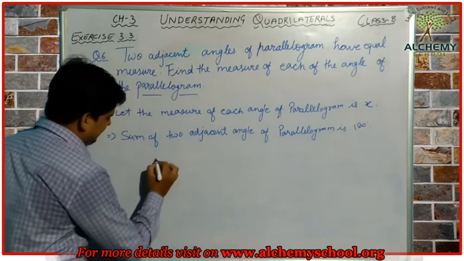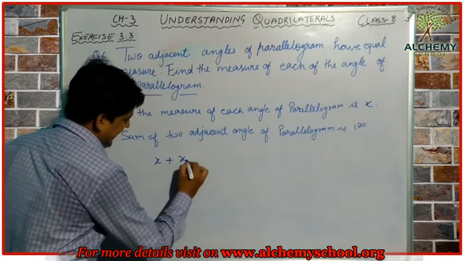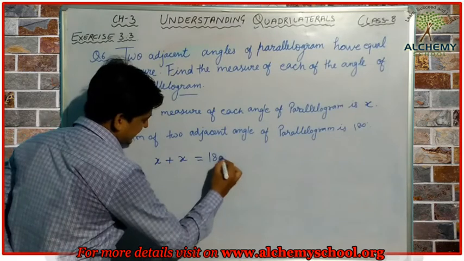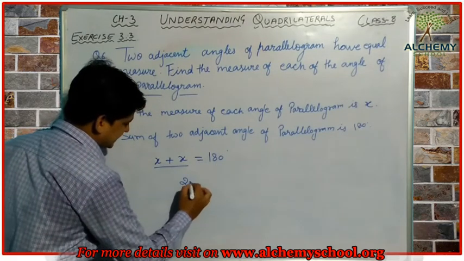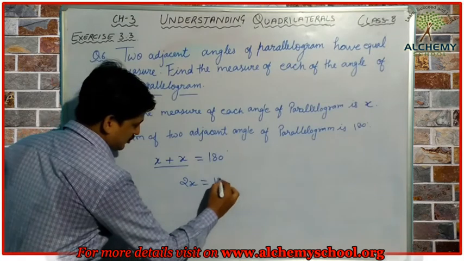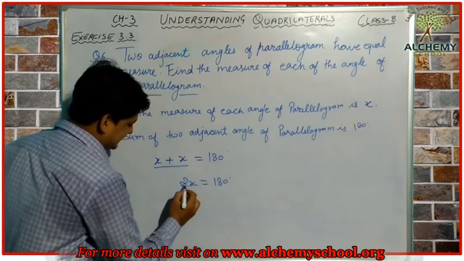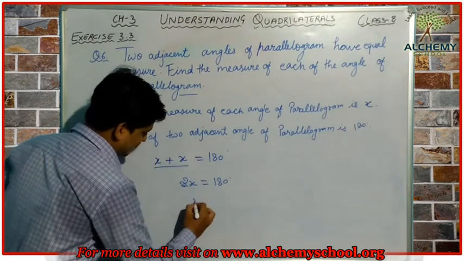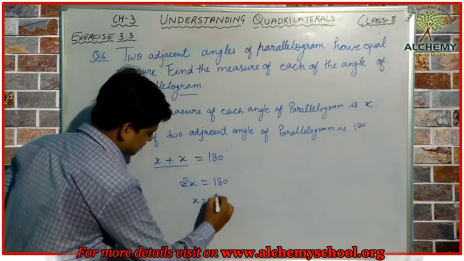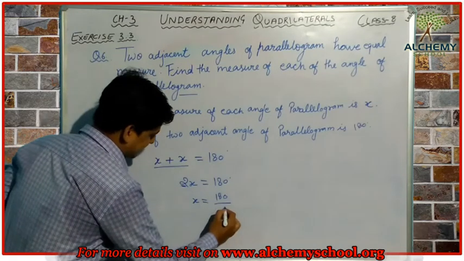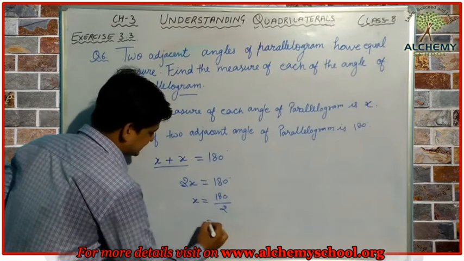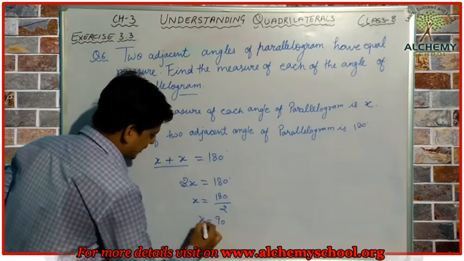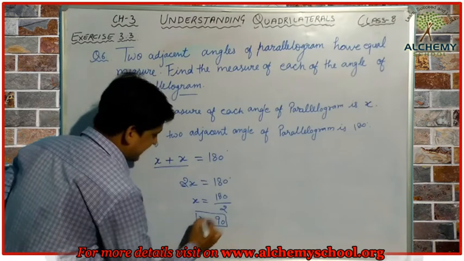So we can write here x plus x is equal to 180 degrees. When we add these two x, we get 2x is equal to 180 degrees. When we take this 2 to the other side, we get the value of x. So x is equal to 180 divided by 2, and when we divide 180 by 2, we get 90. So the value of x will be 90 degrees.